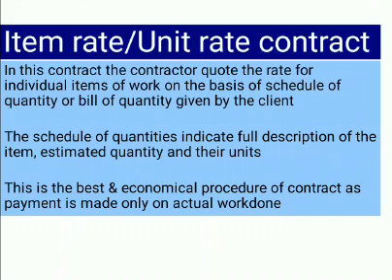In schedule of quantity, every item has full specification and description so that the contractor fills in their rate, and there will be no chance of any disputes in this type of contract. This is the best and economical procedure of contract, as payment is made only on actual work. Whatever the actual work done, the contractor will be paid for only that. The owner and contractor both are happy, as there is no uncertainty about the contract value. This is called item rate or unit rate contract.